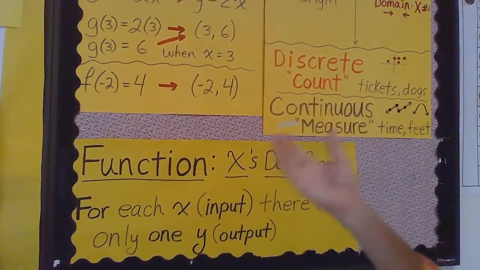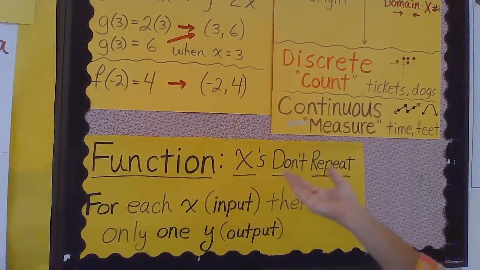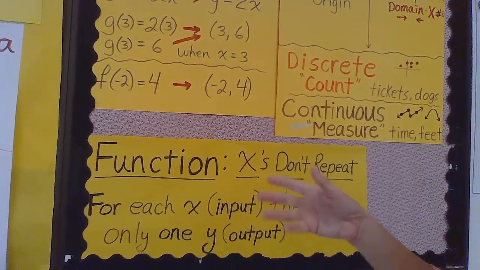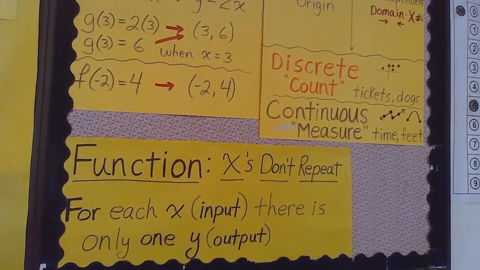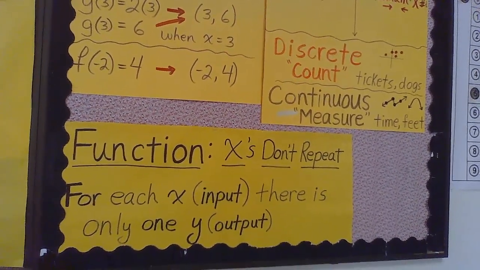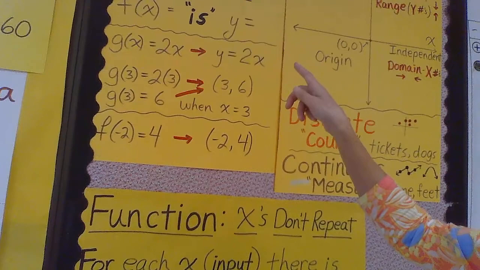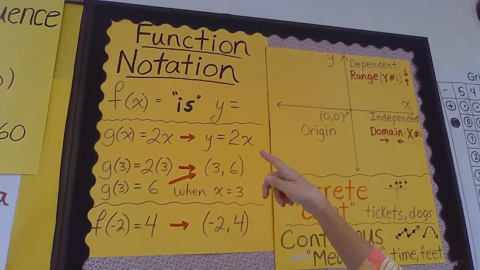Sometimes they will say it with just, for each x, there is only one y, or they'll say, for each input, there is only one output. But that's what makes it a function: when the x's do not repeat is the more informal way we say it. And then we're going to be talking about function notation.